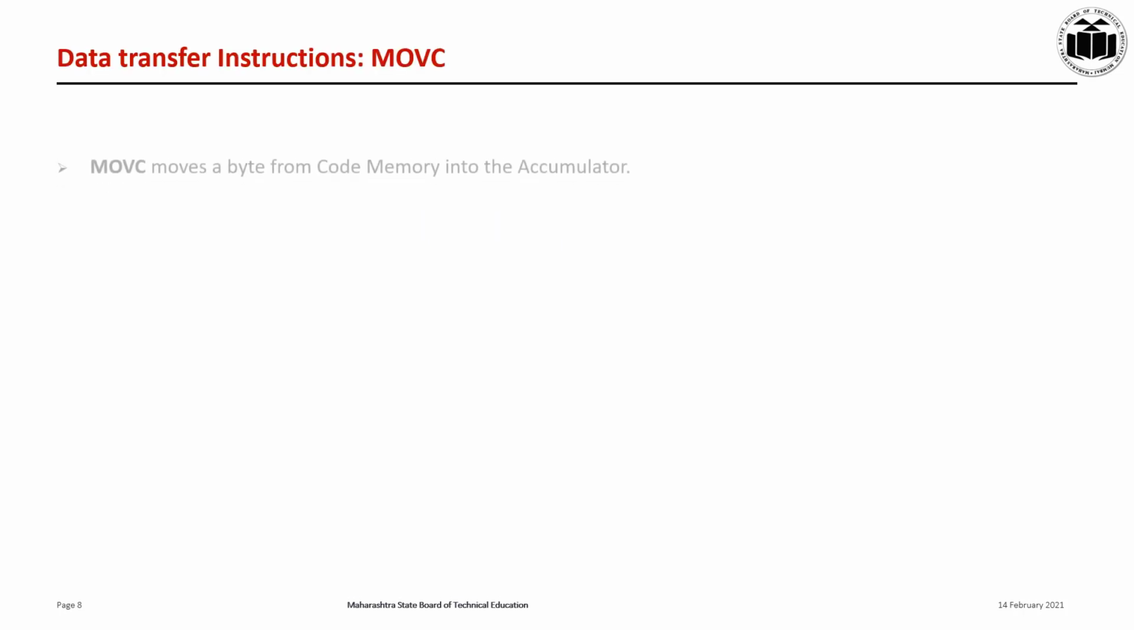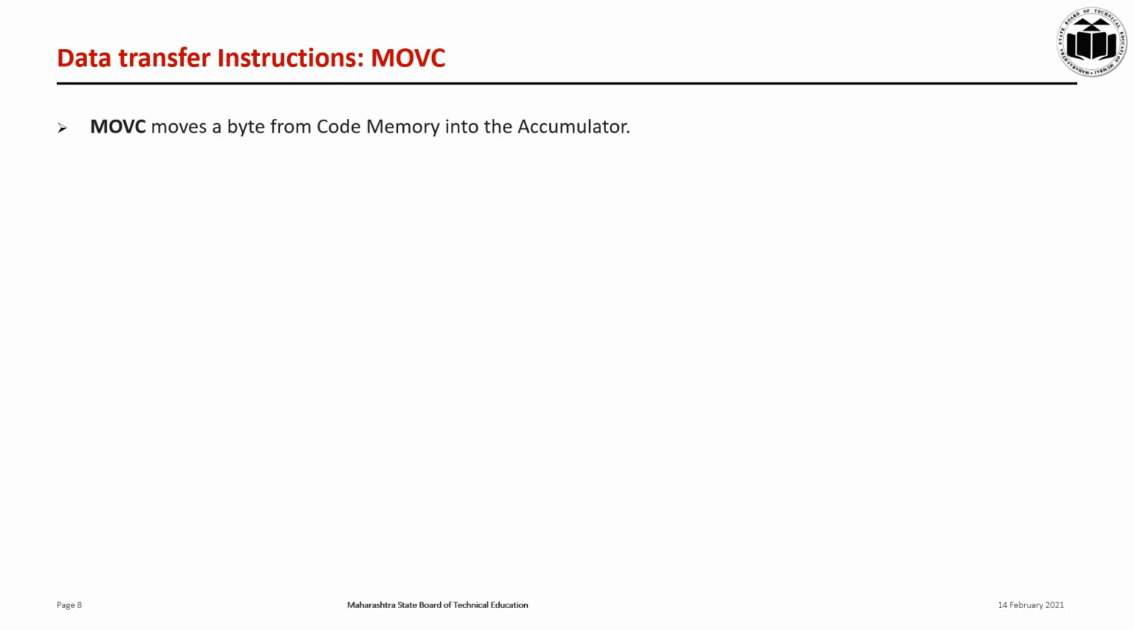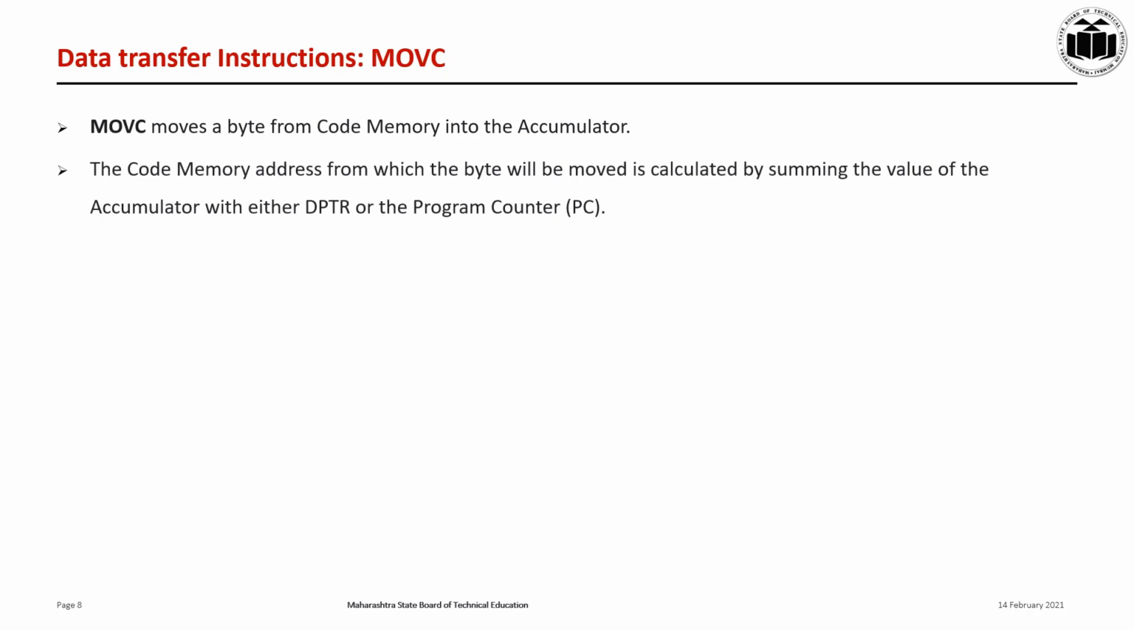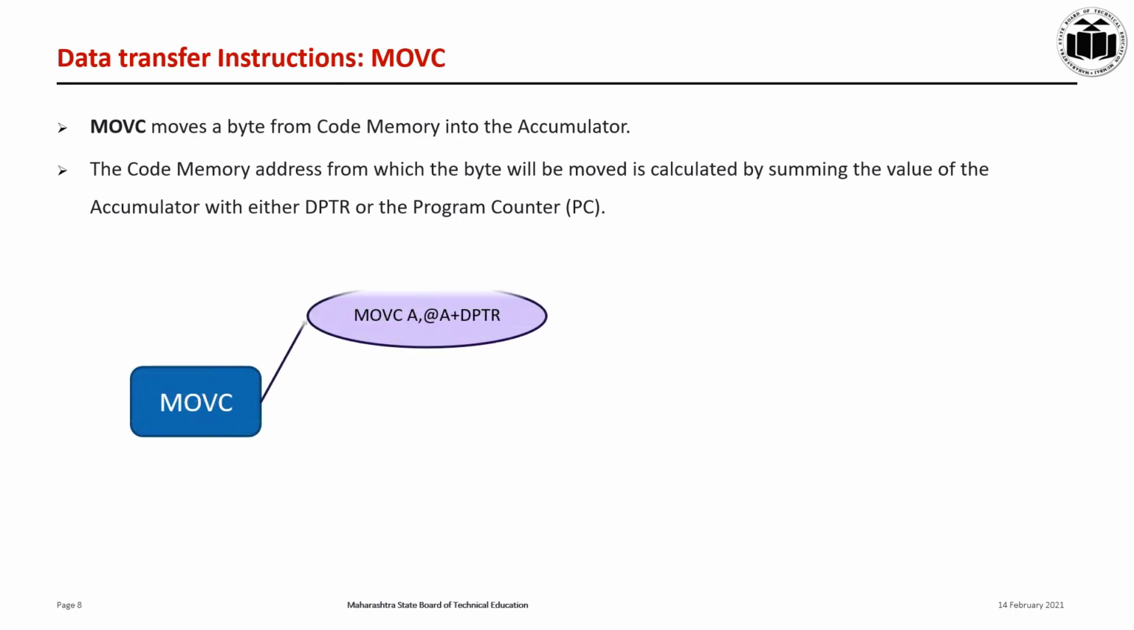Proceeding further, we have the MOVC instruction. MOVC moves a byte from code memory into the accumulator. The code memory address from which the byte will be moved is calculated by summing the value of accumulator with either DPTR or with the program counter. MOVC A, @A+DPTR. This instruction will move the content of a memory location pointed by the sum of content of data pointer and accumulator to accumulator.